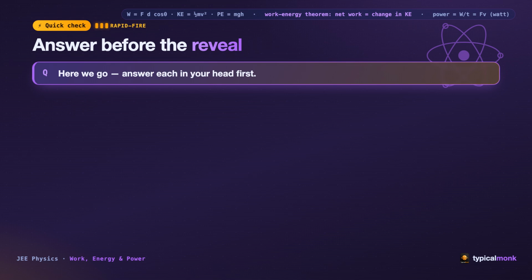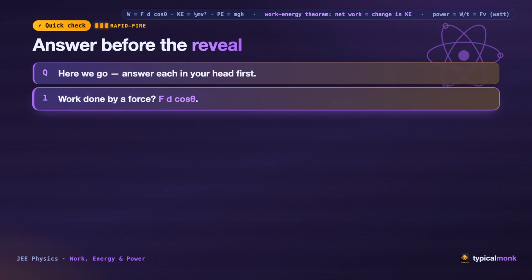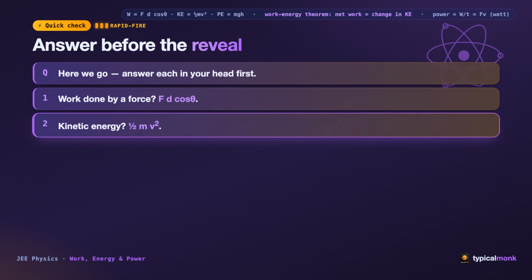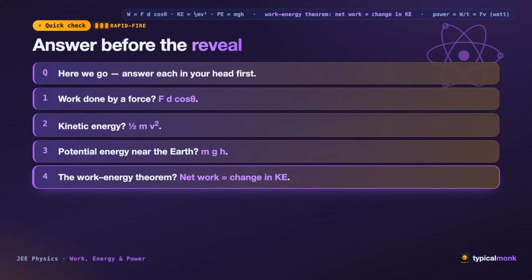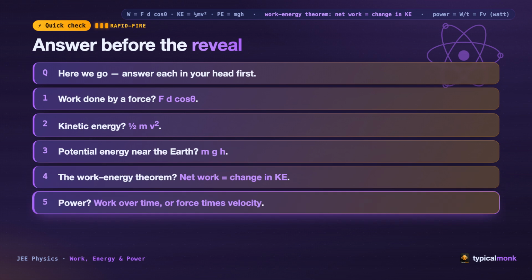Now test yourself. Answer in your head before the reveal. That is how speed is built. Here we go. Question 1. The work done by a force, Fd cosine theta. Question 2. The kinetic energy, 1/2 mv squared. Question 3. The potential energy near the Earth, mgh. Question 4. The work energy theorem. Net work equals the change in kinetic energy. And question 5. Power, work over time, or force times velocity.